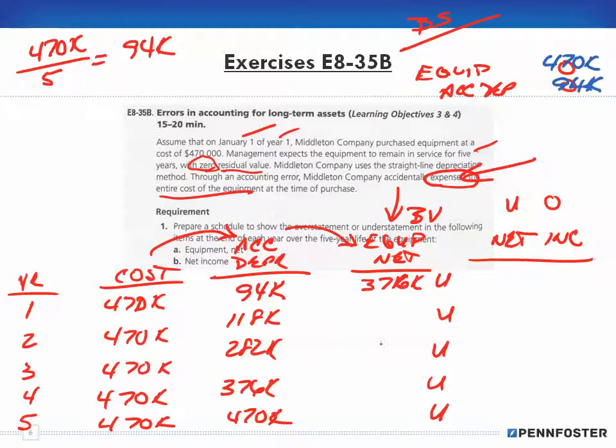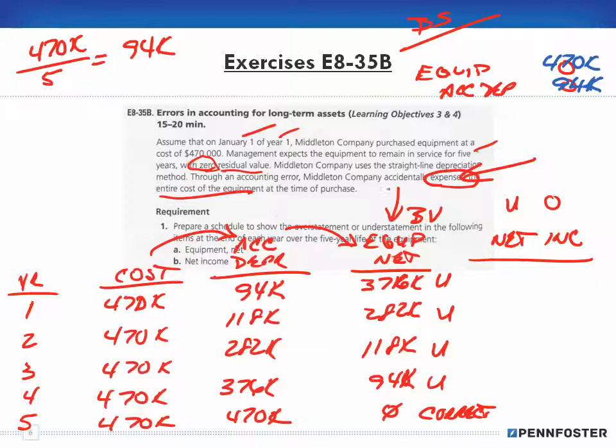And basically all we're doing here is creating a schedule of depreciation for the asset. This is straight line depreciation. We all know how to do this. So if I have 470 less 282, that is 188,000. And that should be 94,000. And then this here would be 0, or correct.